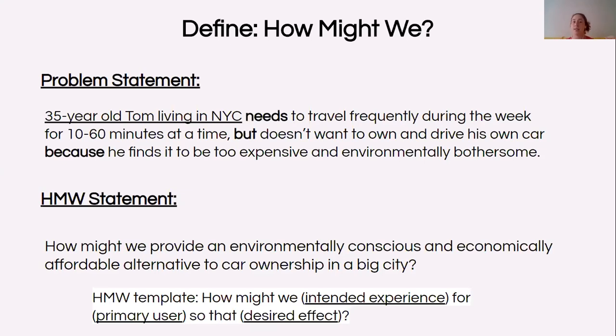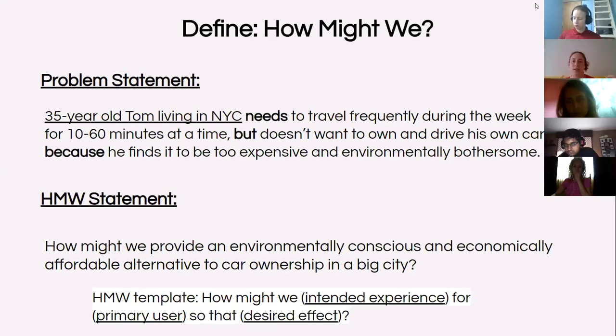The example that the website I took this from gave narrowed down their how might we statement to only figuring out solutions where he could share a car with somebody else, or car-specific solutions. But I thought, if somebody lives in a city, why would we narrow our solutions down to only how might we use cars differently so that it's more economically affordable? So I changed that. I wrote, how might we provide an environmentally conscious and economically affordable alternative to car ownership in a big city?